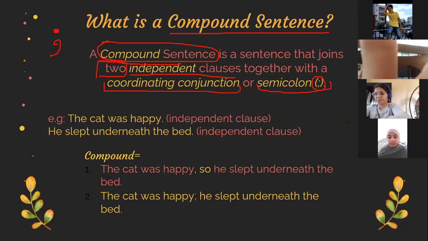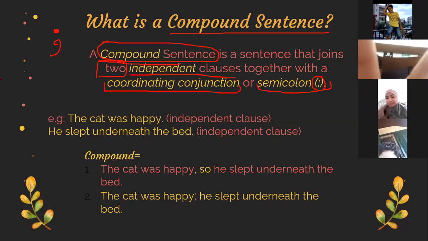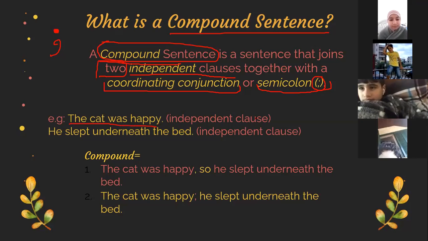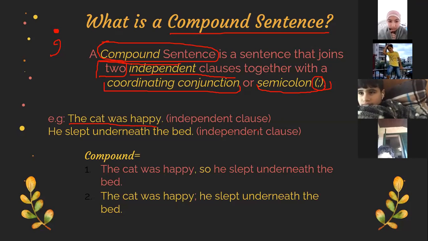Let me take Aya. Yes, miss. Aya, can you read the first example? The cat was happy. He slept underneath the bed. Okay, the cat was happy. The first one, they said here between brackets, it is an independent clause. Can you check if it's an independent clause or if they are mistaken? Are they right? Is it an independent clause?